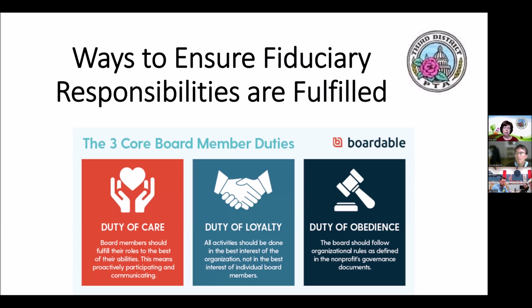You have the duty of loyalty. All activities should be done in the best interest of the organization, not in the best interest of an individual. And you have the duty of obedience. The board should follow organizational rules as defined in your governance document or bylaws. And you also have to follow PTA policies and procedures that the California State PTA lays out for us.